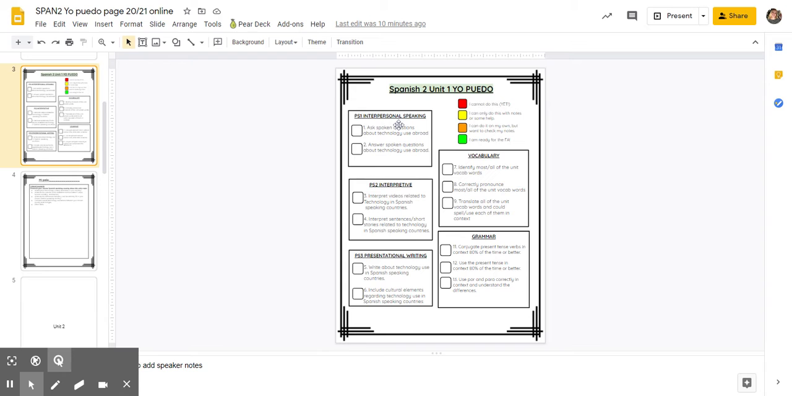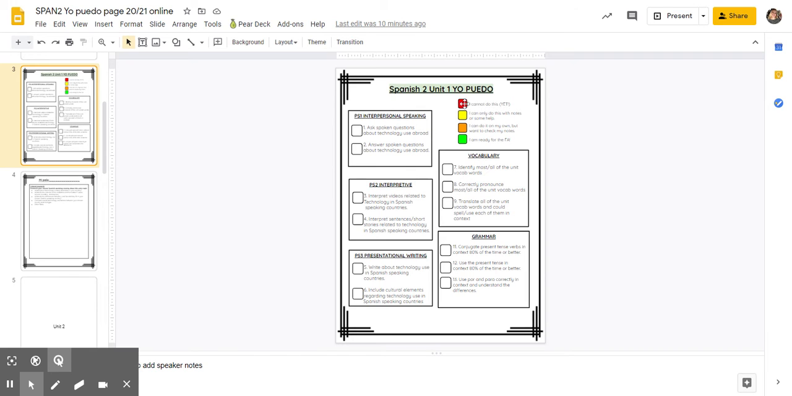Now remember, there are 3 different standards for our class, and the first one is PS1 interpersonal, and this semester it is speaking. So you should be able to ask spoken questions about technology use abroad, because our unit is technology, in Spanish, and answer spoken questions in Spanish about technology.